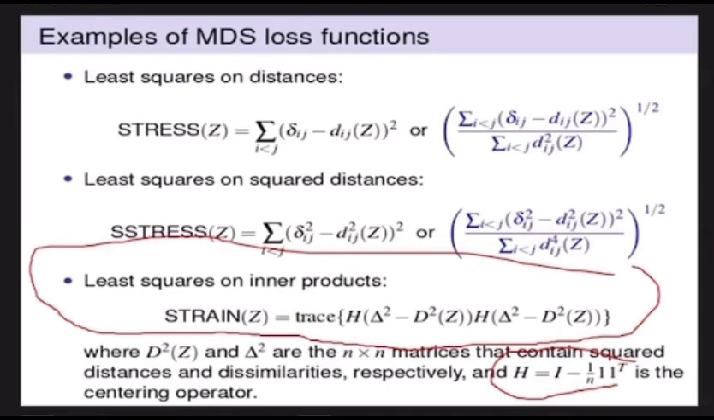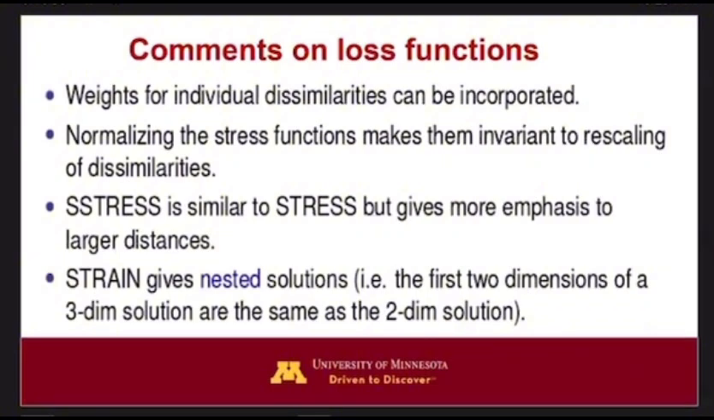Now, let's go to the comments on the loss function. I said weights for individual similarity can be incorporated. I talk about individual similarity as a weight. Then I said normalizing the stress function makes them invariant to rescaling of the similarity. So we do normalization, we do centering. That was why I said the third one the other time makes a whole lot of sense.